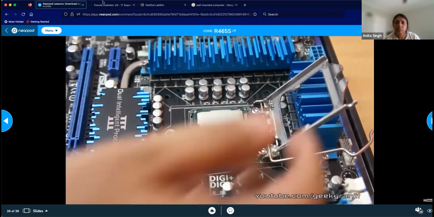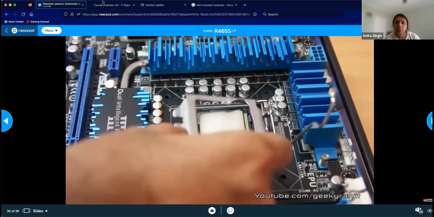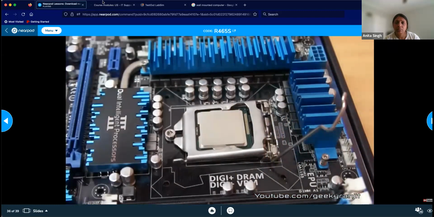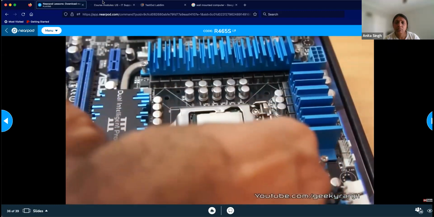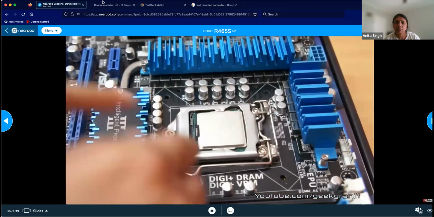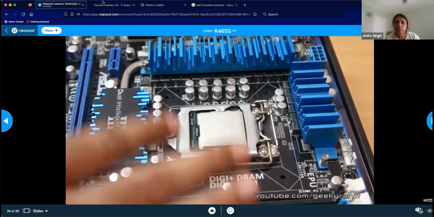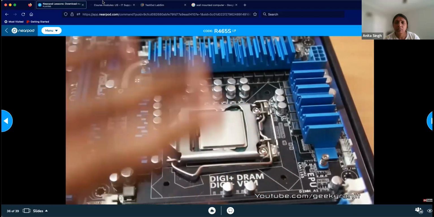Now what you have to do is bring back this plate like this and depress the lever. Do note that you might have to apply a little bit of pressure. That is okay. Now you have installed the chip.